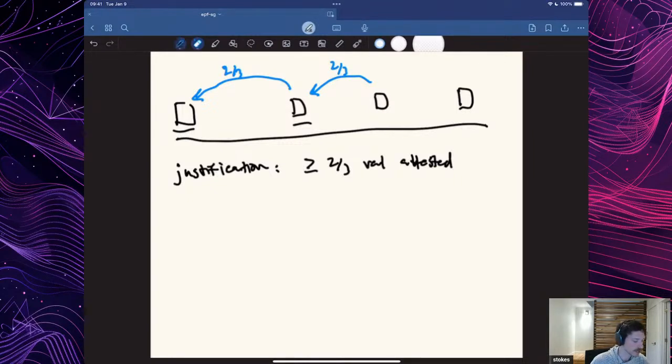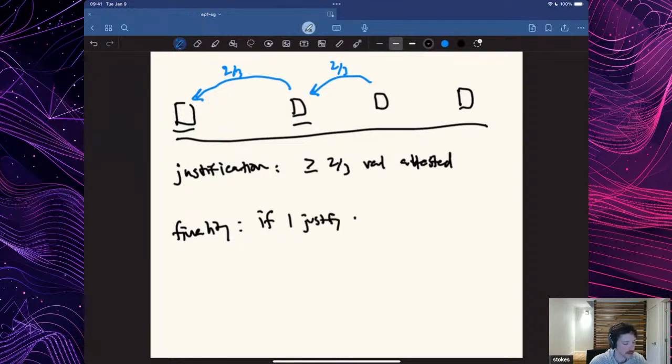I'll talk about the splits in a second. But in particular, what we want to get to is this notion of finality. Finality here means, and it looks like we're at time, so I'll be brief, that if I justify a justified block, and I'll call it B, if I justify a justified block B, then B is finalized.